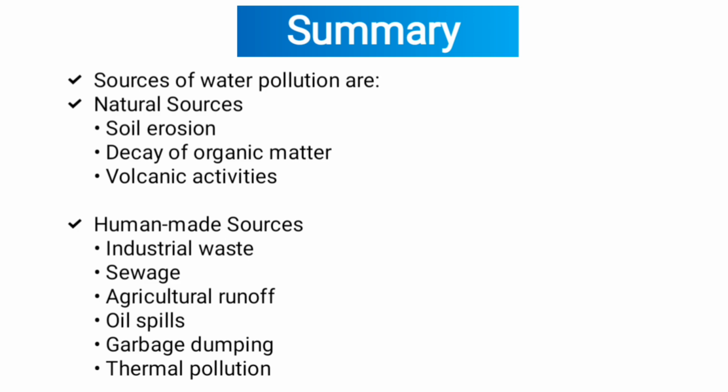Now, summary of the sources of water pollution. Sources of water pollution are natural sources: soil erosion, decay of organic matter, volcanic activities. Human-made sources: industrial waste, sewage, agricultural runoff, oil spills, garbage dumping, thermal pollution.